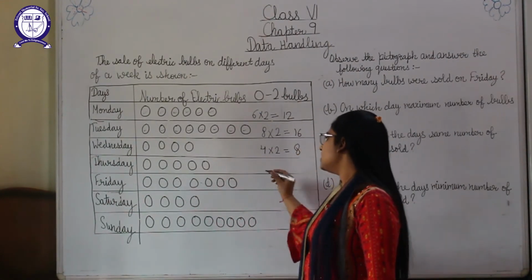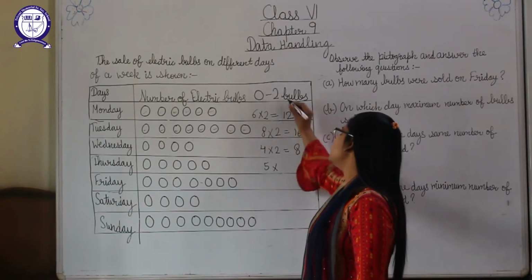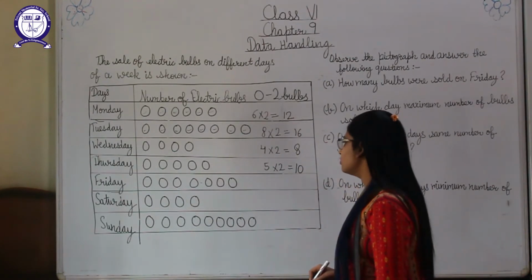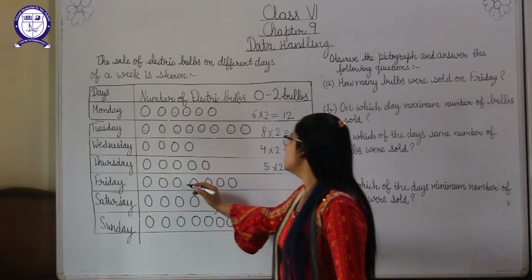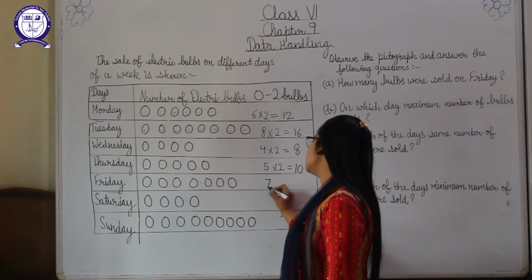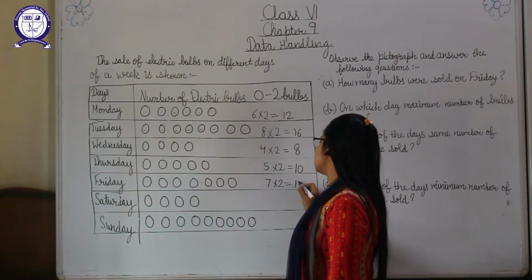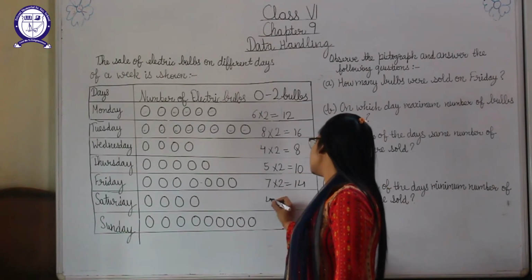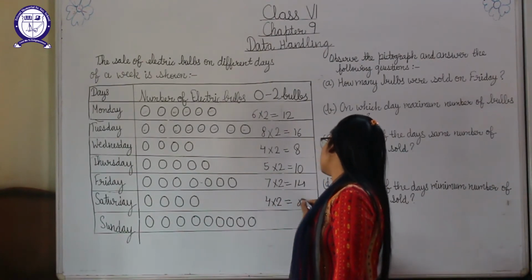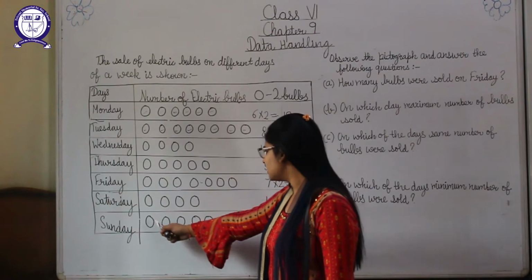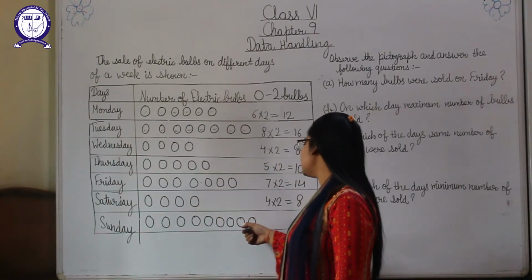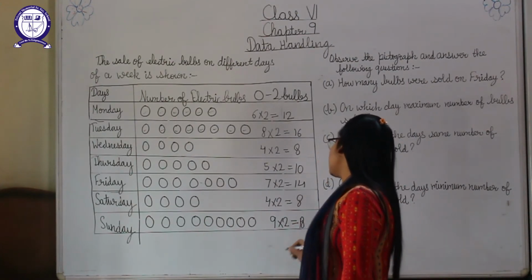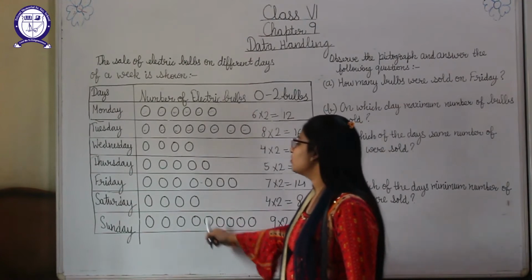Then on Thursday 5 circles, and we will multiply with 2 as each circle shows 2 bulbs, so 5 twos is 10, so it's showing 10 bulbs. Now 7 circles on Friday, 7 twos will be 14, so on Friday 14 bulbs were sold. Then on Saturday 4 circles, and we multiply with 2 and get 8 bulbs. On Sunday 1, 2, 3, 4, 5, 6, 7, 8, 9 circles, and we multiply with 2 and get 18. 9 twos is 18. It means 18 bulbs were sold on Sunday.